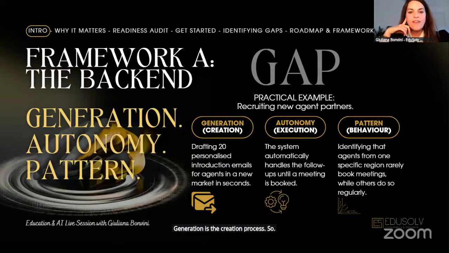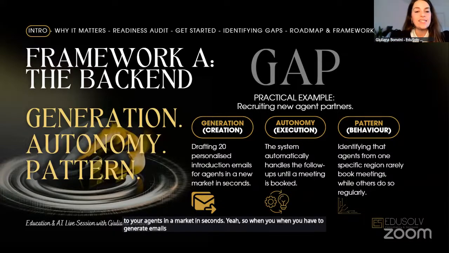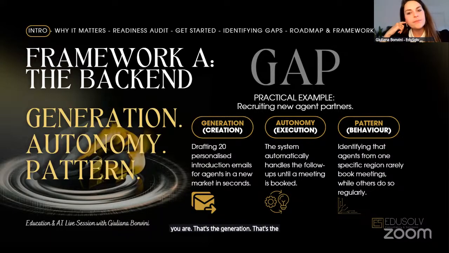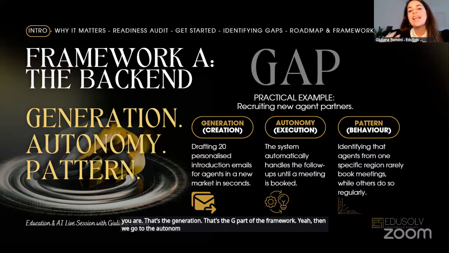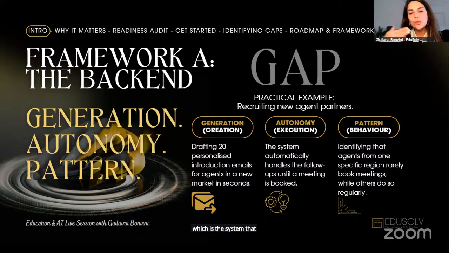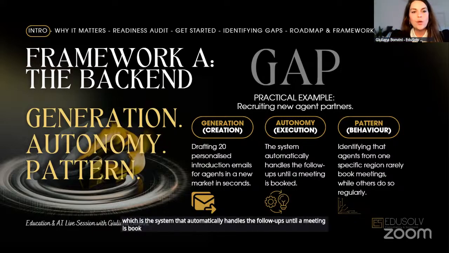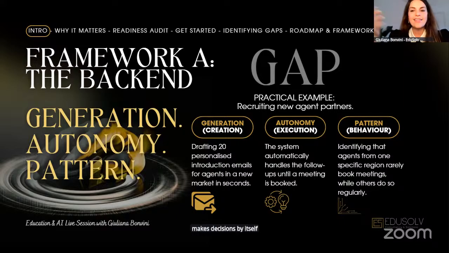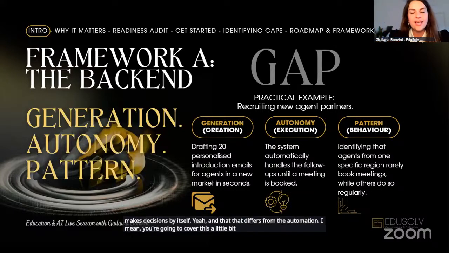So, for example, drafting 20 personalized emails to your agents in a market in seconds. So when you have to generate emails, in this case, it's content. That's the generation. That's the G part of the framework. Then we go to the autonomy, which is the system that automatically handles the follow-ups until a meeting is booked. So the AI is an autonomous system that makes decisions by itself. And that differs from the automation. And we're going to cover this a little bit later in the session today as well.